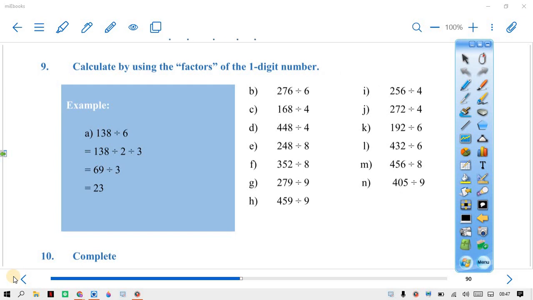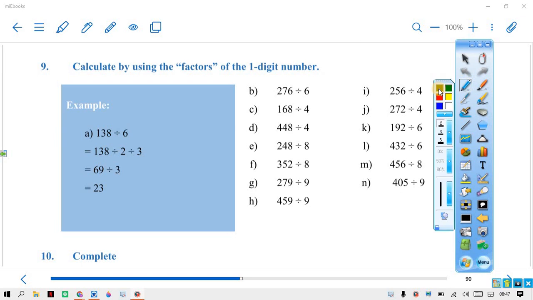Now what you see on the board right now is number 9, and in your Prac Math book, it's at the bottom of page 99. So I'm going to go through the example with you first, and then I'm going to do question B. When I look at example A, it says 138 divided by 6. What they're doing is taking the 6 and breaking it up into its factors. Now, factors are two numbers that when they multiply, they give you this big number, the product.